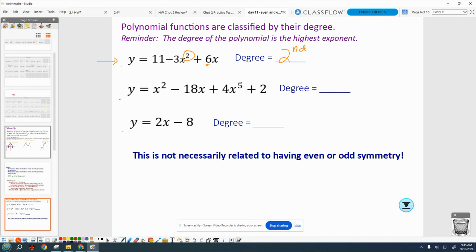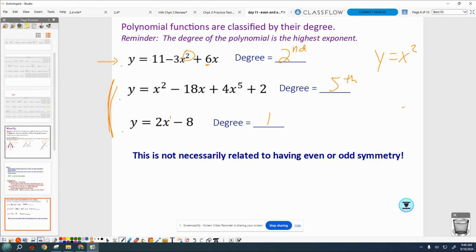So, Chloe? What's the highest degree in the second one? 5. Bless you. What's the degree on the last one? 1. It's not written, but the exponent on there is a 1. Okay, so these two have odd exponents. They might be odd functions, but they don't have to be. This is an even exponent, but it doesn't have to be an even function. So be careful.